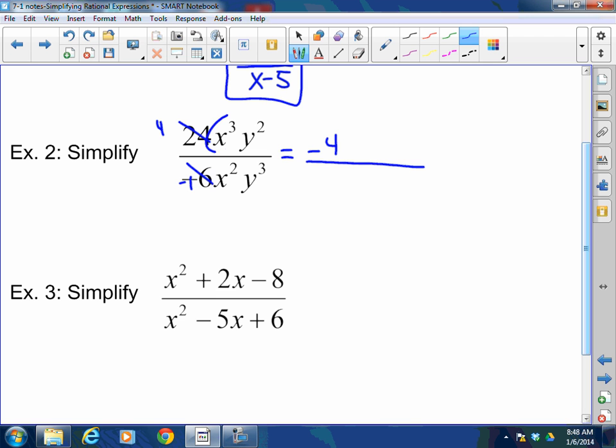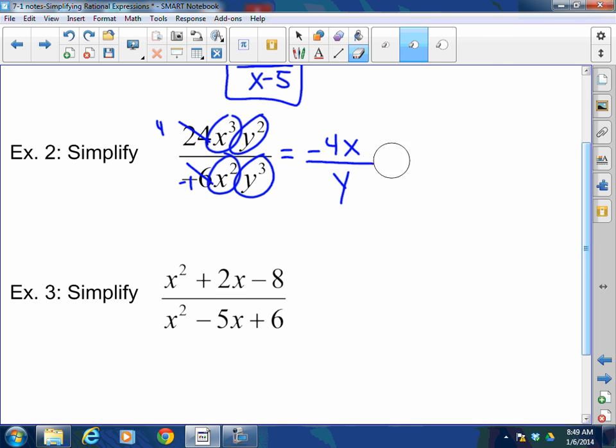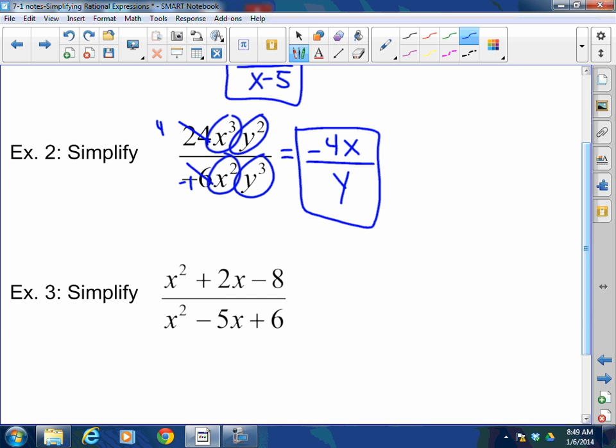Okay, I've got x cubed over x squared. 3 minus 2 is just x. And now I've got y squared over y cubed, so I've got a y left over. Does that make sense? Boom, done, simplified. There's nothing else I can factor out. There is no common factor to y and negative 4x other than 1.